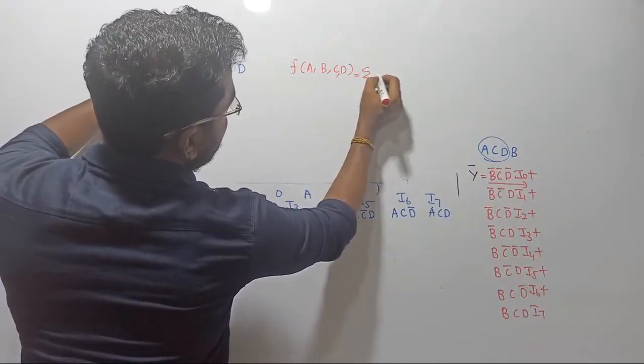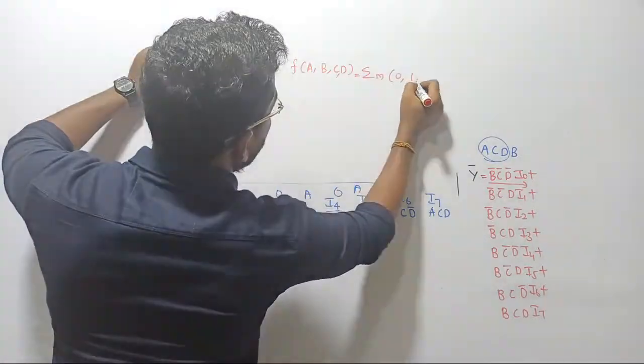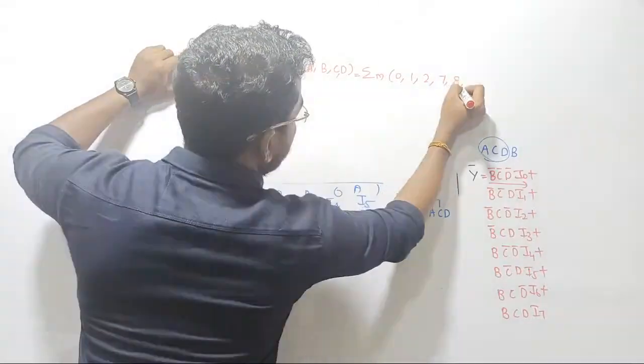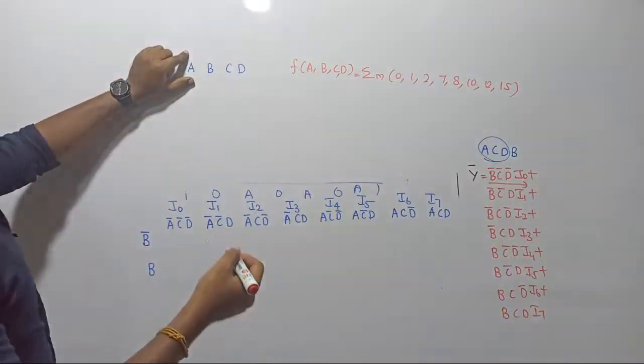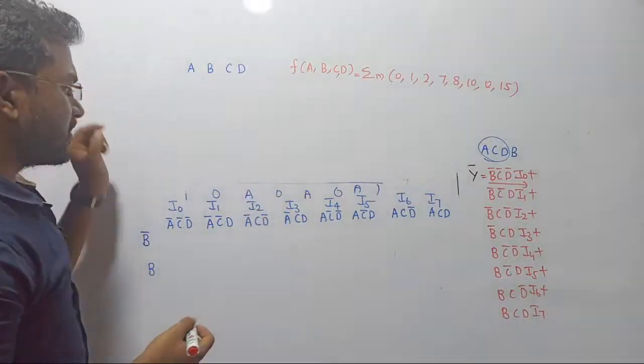I don't know what question they gave me. Let me consider some other variables: 0, 1, 2, 7, 8, 10, 12, 15. Okay, take one more question, no problem, right? That is not a problem for us. Shall we start with ABCD?